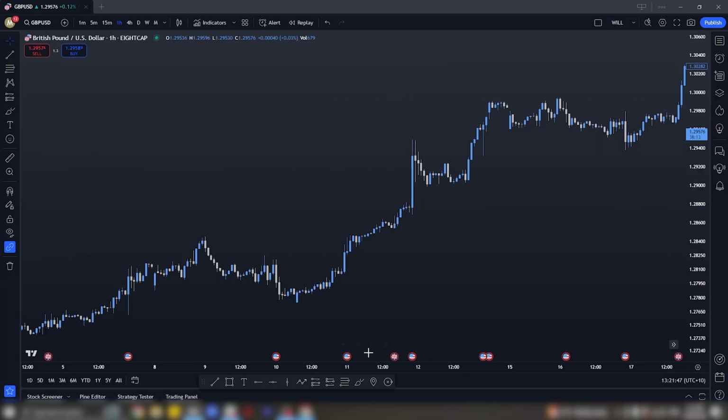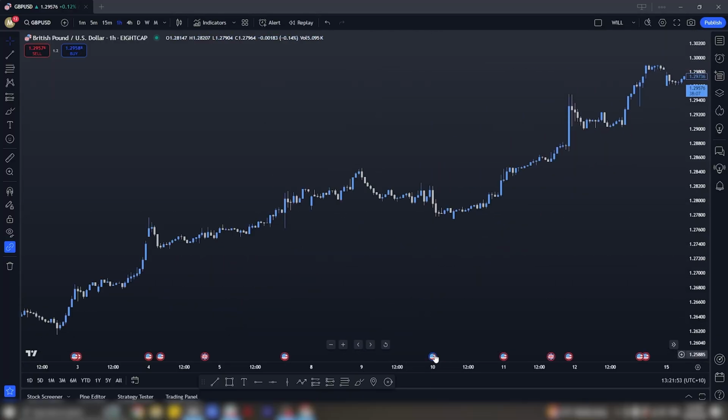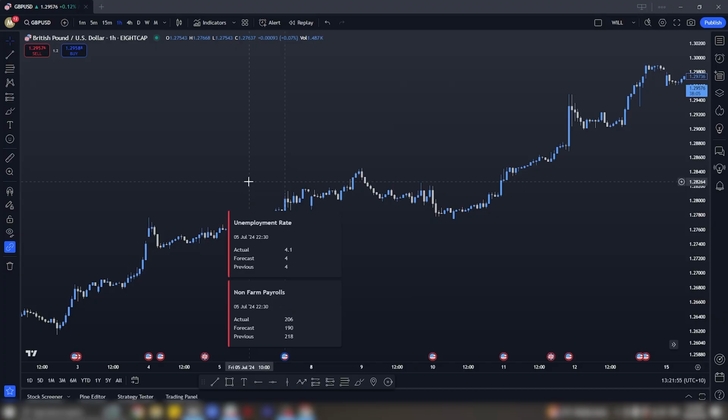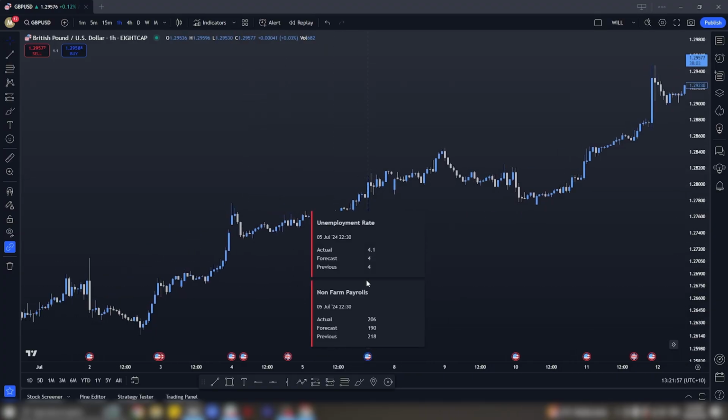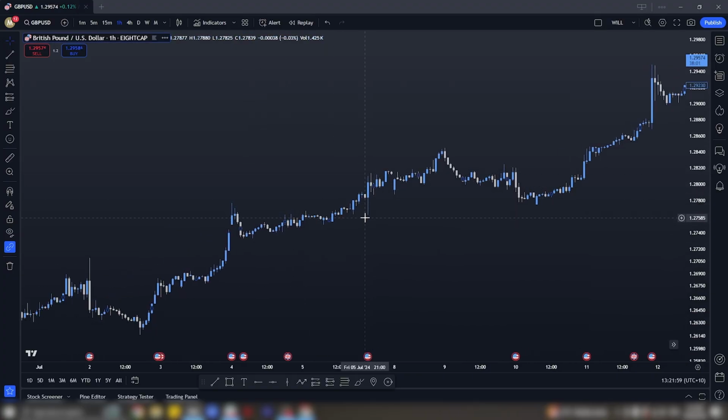What do we have here? GDP, the Fed. So another geopolitical event. Unemployment rates, non-farm payroll. See, non-farm payroll didn't have a huge effect this time, but you can go away and look at all of this in your own time anyway.